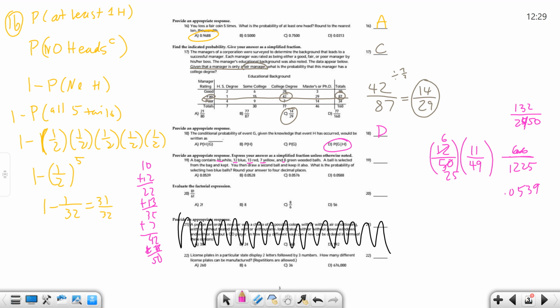0.0539 to 4 decimal places. Is that any of our choices here on 19? It is indeed A there. All right.